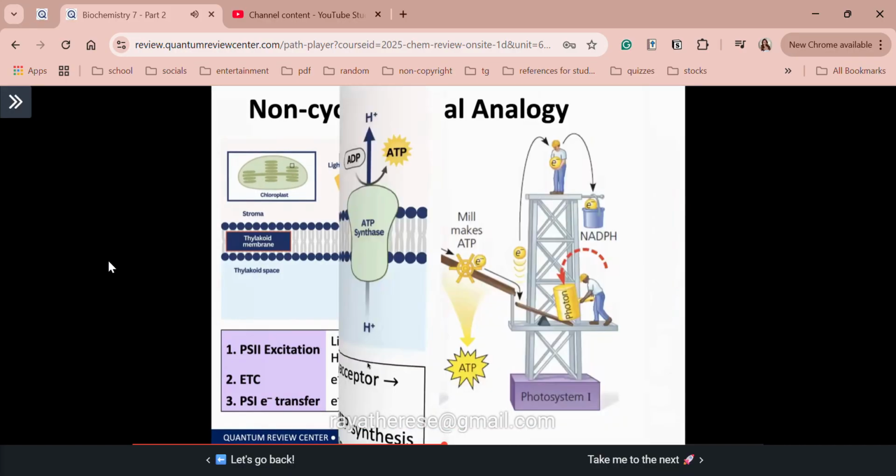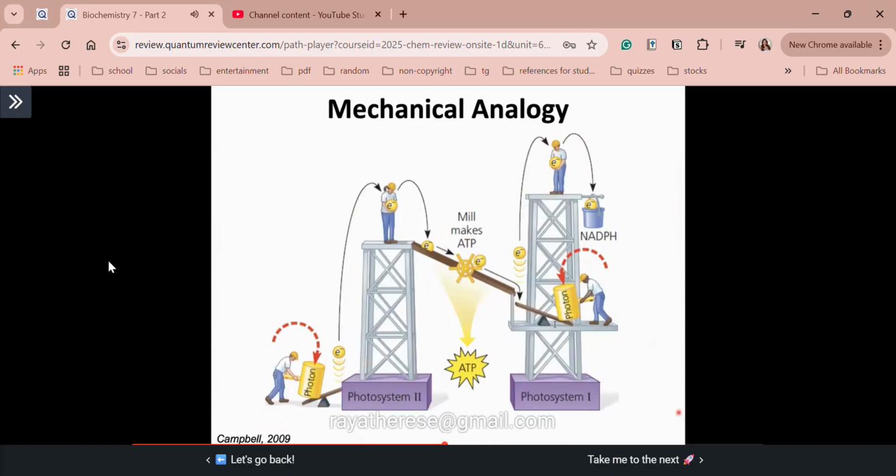Now we have a mechanical analogy for non-cyclic photophosphorylation. First, photosystem 2 is shown like a worker lifting a photon to push or excite an electron up a tower. Imagine the chlorophyll molecule, and here we also have the P680 molecule. It symbolizes light energy excitation in P680. As you can see, the electron falls down, and here we have a mill that makes ATP. "Sir, is that ATP synthase?" Yes. This mill represents chemiosmosis and ATP production. And lastly, the electron reaches photosystem 1, where another photon re-excitation occurs.